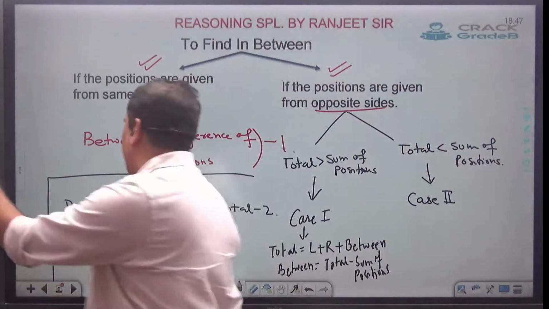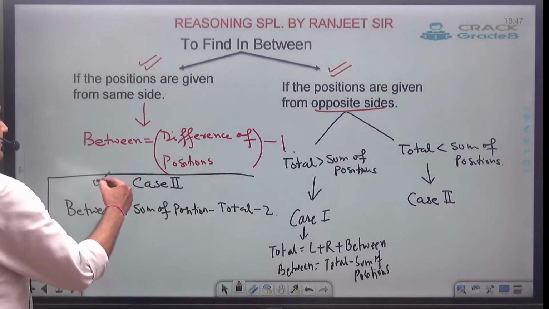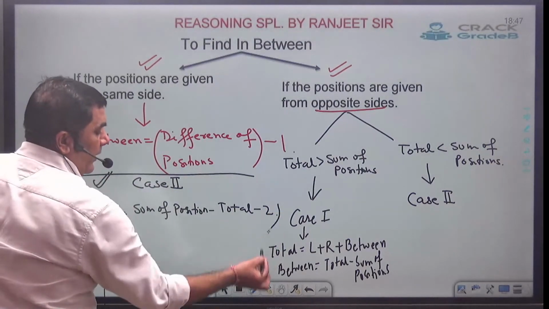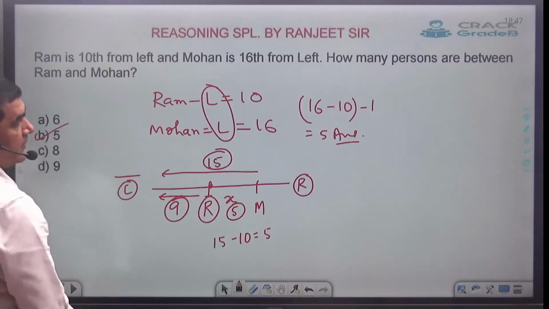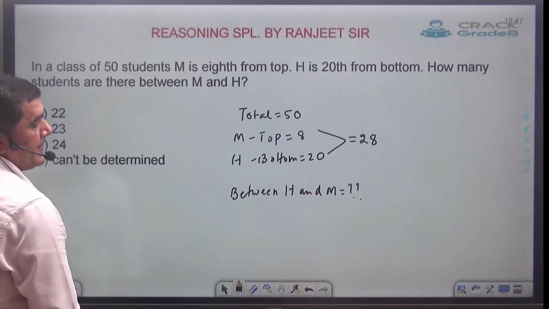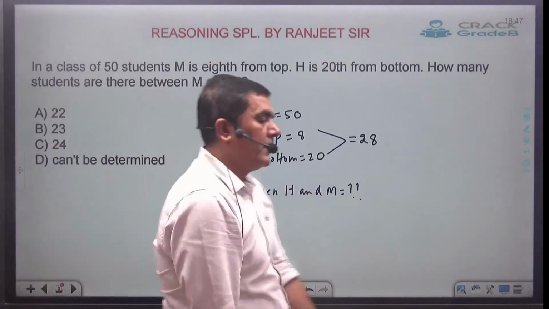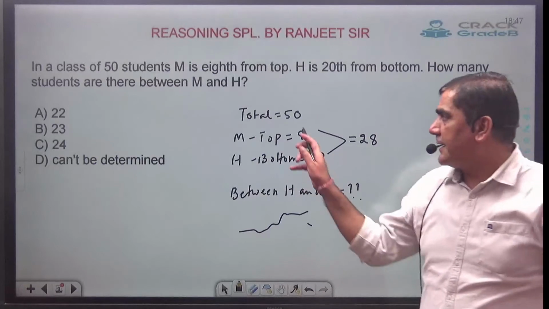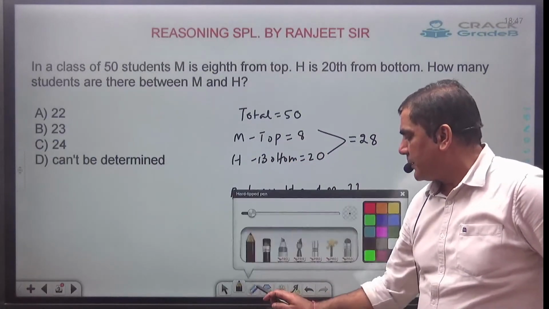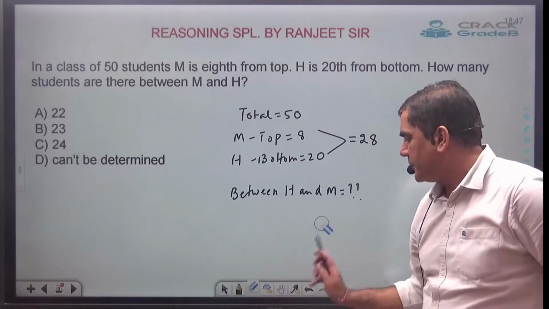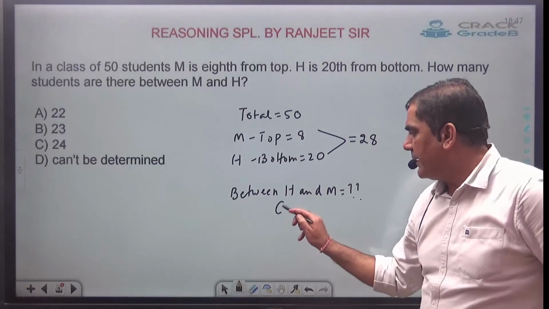Understood? Anyone, any problem? This is for case number 2, and this will be for case number 1. Now just see the above, this one. Here I can say total is greater than sum of the positions. Total is greater than sum of the positions. So this must be case number 1.